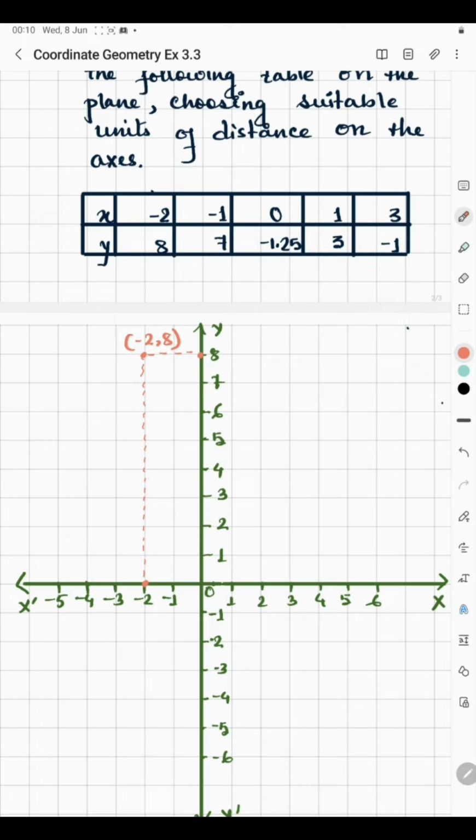Next we have -1 and 7. -1 is the value of x. Since the value of x is -1, again we will move to the left of origin. So here is -1, and 7 is positive, so to get the value of y we'll go up from the origin. So here is 7. From -1 if you draw a perpendicular line, and from 7 if you draw a perpendicular line, the two lines meet over here. So this is -1, 7.